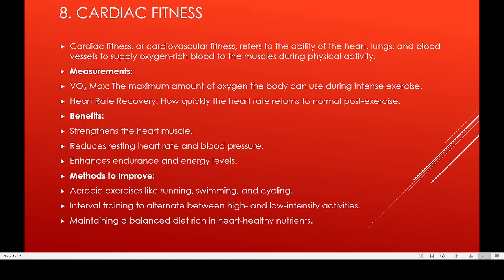Here there are a number of things. VO2 max gives the maximum amount of oxygen the body can use during intense exercise. So by measuring VO2 max, we can say how active and how healthy your body is. So that is an indication. Then heart rate recovery: how quickly the heart rate returns to normal after an exercise.